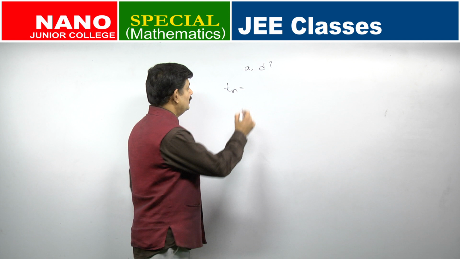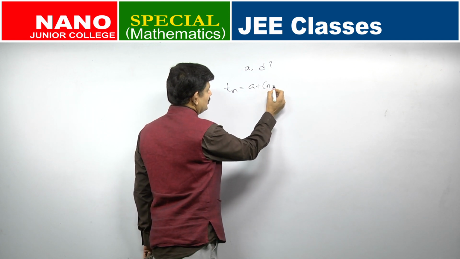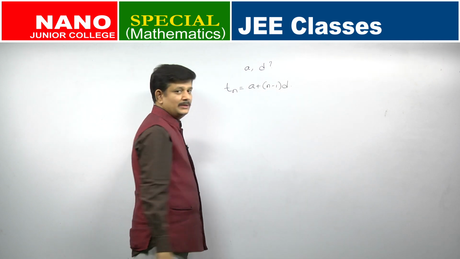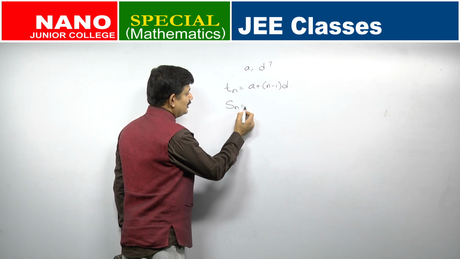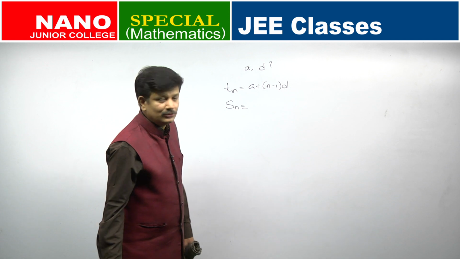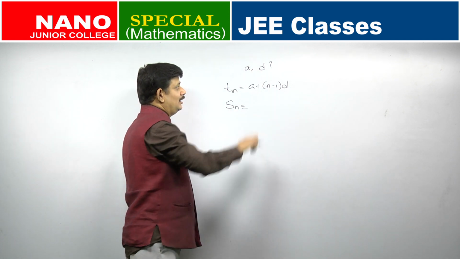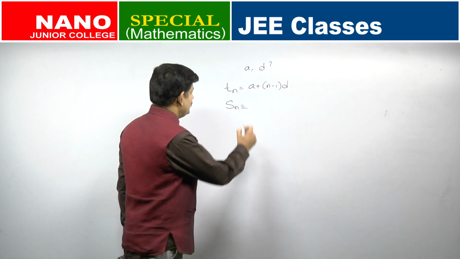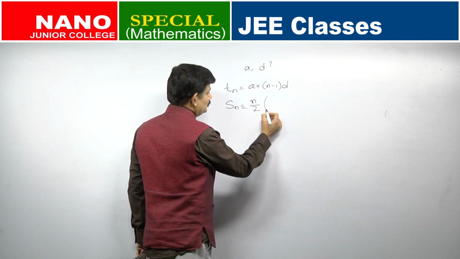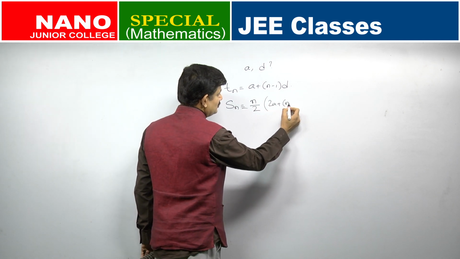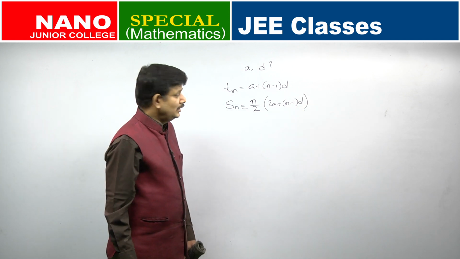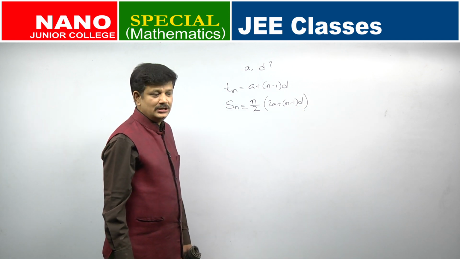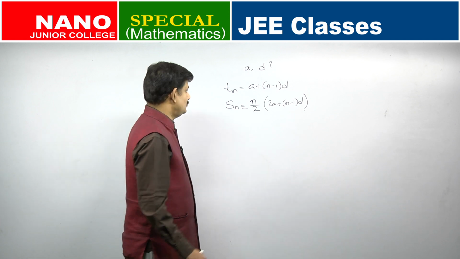Nth term, what will it be? a plus n minus 1 into d. And what did we derive? The sum to n terms of an arithmetic progression whose first term is a and common difference d is n by 2 into 2a plus n minus 1 into d.